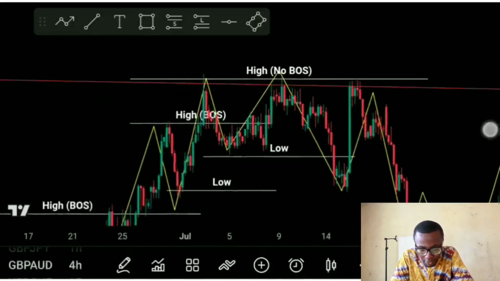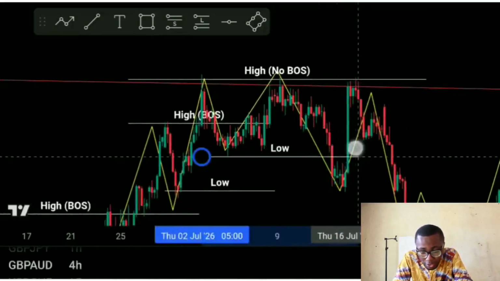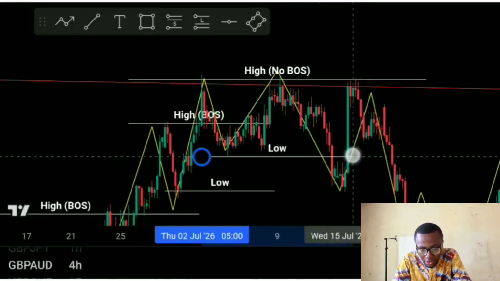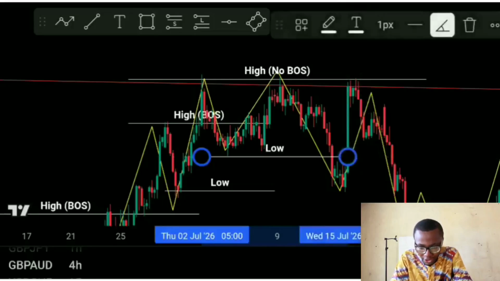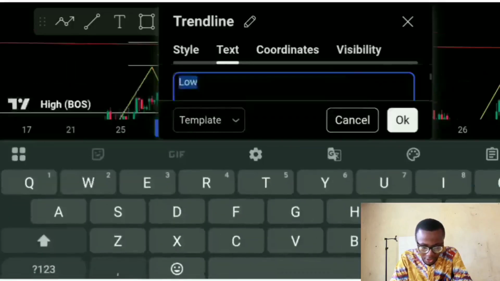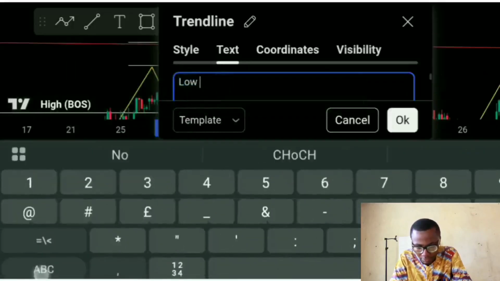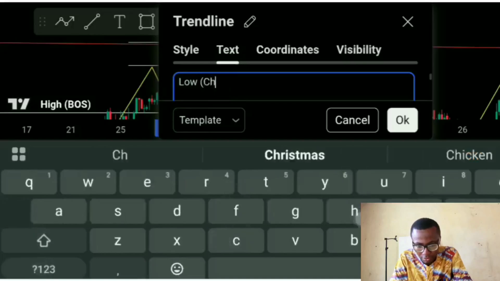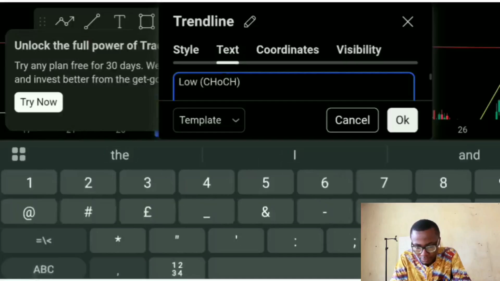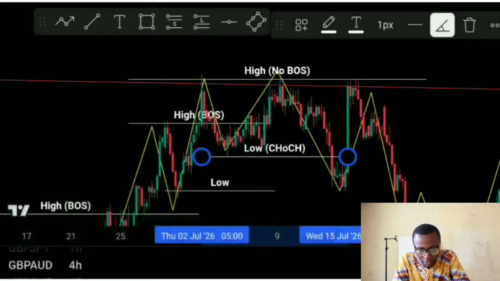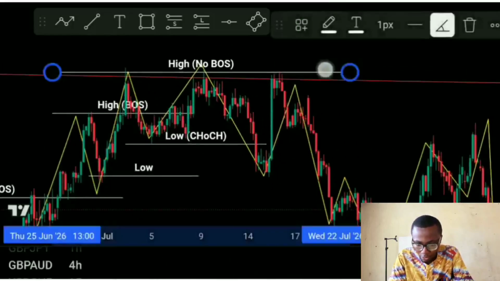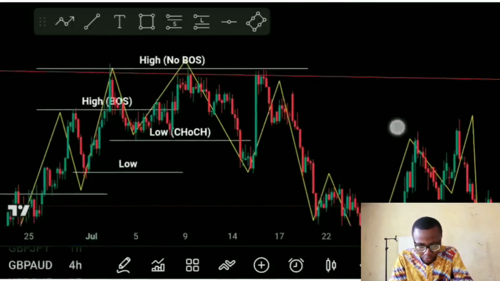But this low was broken. So when the low is broken around my resistance zone or support zone, what can I call it? A valid change of character, right? So this low is now a change of character. So the low has been broken, change of character. Now a new high was formed here. It's still a high, no break of structure.